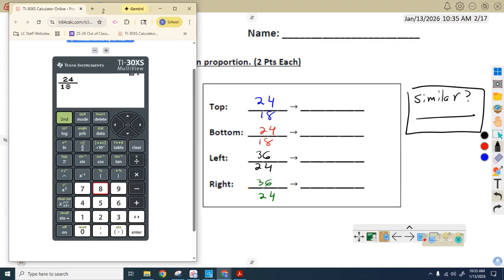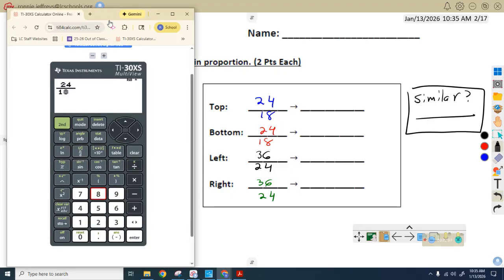Alright, I'm glad that y'all decided to wait till right now to crumble that paper.